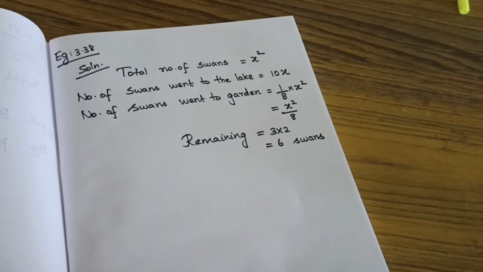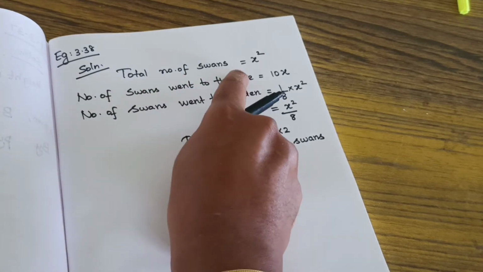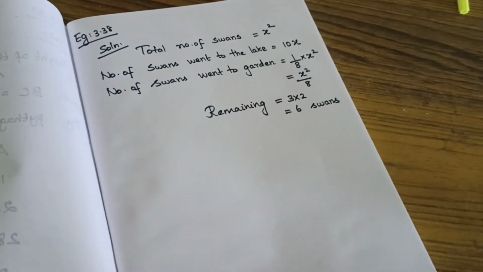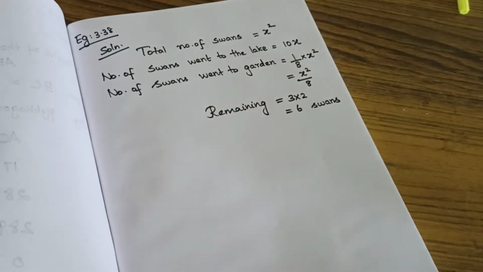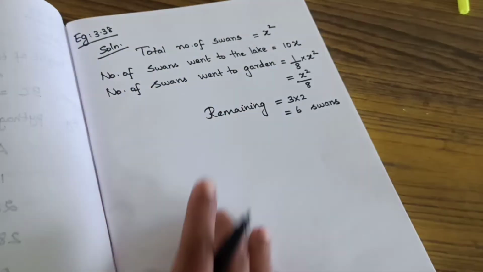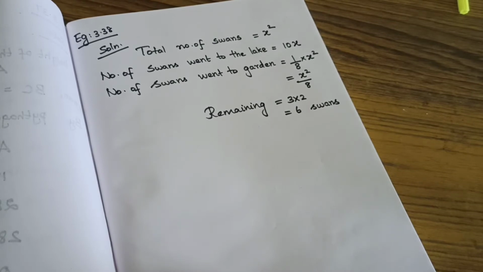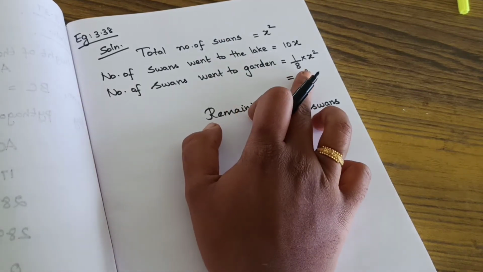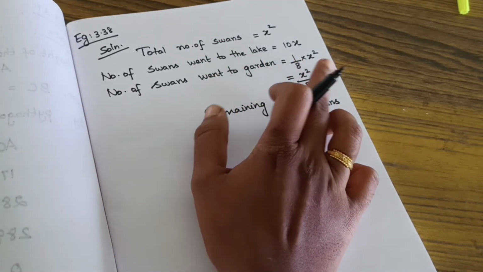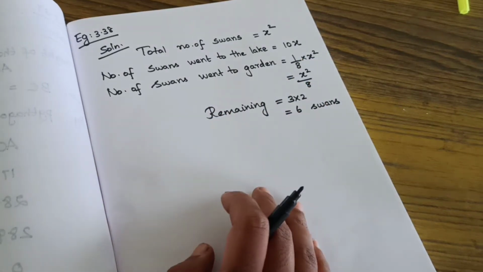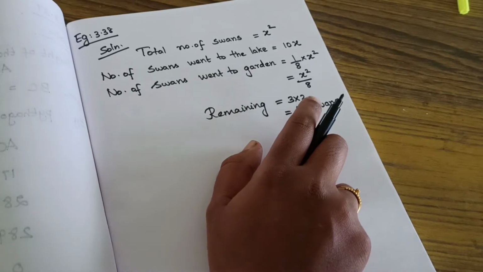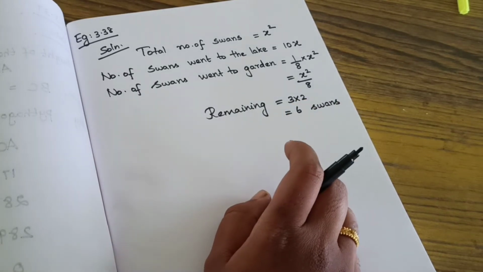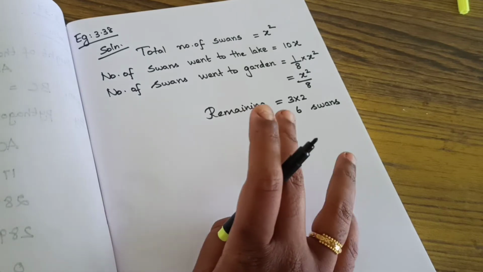Shall we solve now? Okay, listen dear students. For the question you can refer to your textbook. A flock of swans containing x square members. So the total number of swans is x square. You can see your book at the same time. As the clouds gathered, 10x went to the lake. So number of swans that went to the lake is 10x. And 1/8 of the members flew away to the garden. So 1/8 into total members, that is x square, so x square by 8. The remaining 3 pairs means 3 into 2, 6 swans. How many swans were there in total? So we need to find the total number of swans.